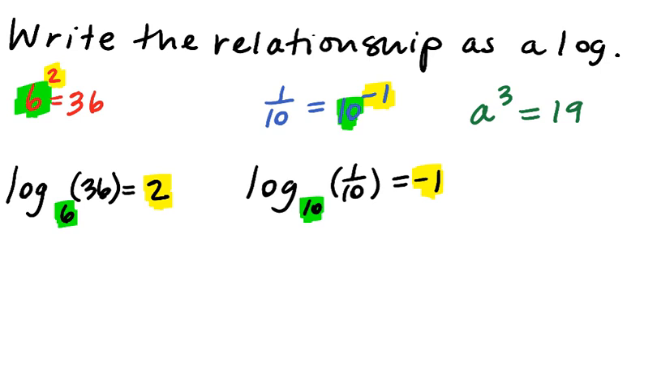And then a to the 3 equals 19. Okay, the base is a, so the base of the log will be a. Log of something is... oh, wait, no, not 19. It's 3 because the log is the exponent. Means that log base a of 19 equals 3. The special exponent that I put on a to get 19 is 3.